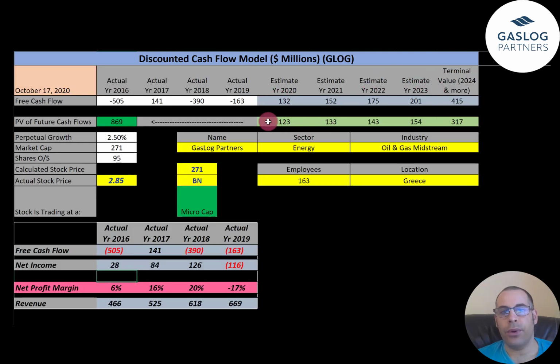We estimated 4 years of future free cash flows. We also estimated terminal value, which is all cash flows past year 4. We discounted those numbers back to today using the weighted average cost of capital. We get a value of the company of $869 million. We divide that by 95 million shares, and we get a calculated stock price of $9.14. They're trading at $2.85, so they're trading at a 69% discount. It's a really strong buy according to the model.